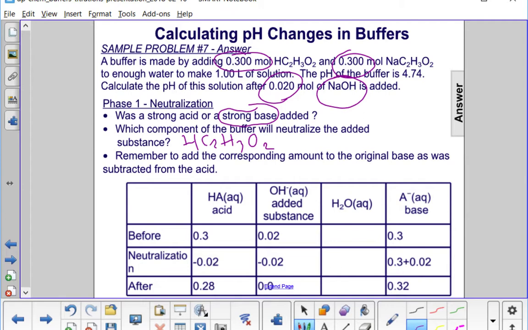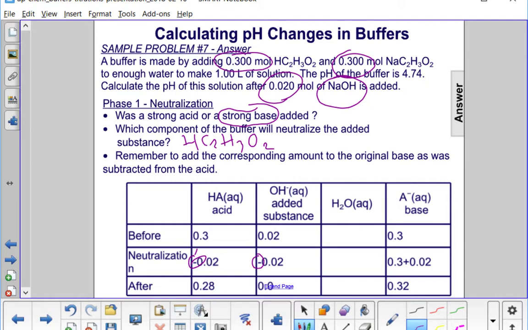Now, what happens during the neutralization? Remember from a few slides back, we said that during the neutralization, we have to assume that all of the strong acid or strong base that is added is neutralized. That's why here I have minus 0.02 moles. I'm using up all of the OH minus, the hydroxide ion, that was added. In doing that, again, what is doing the neutralizing? It's the acid that's doing the neutralizing. So I'm also using up some acid, the same amount.